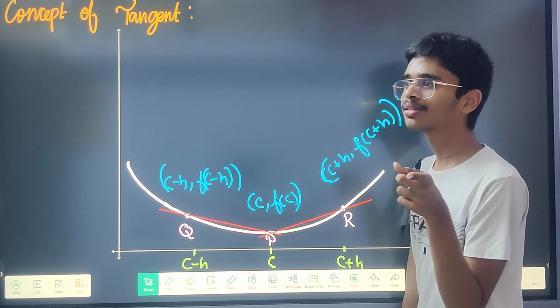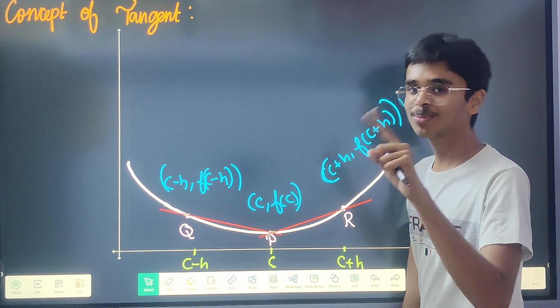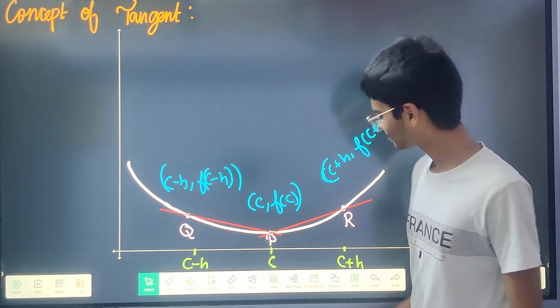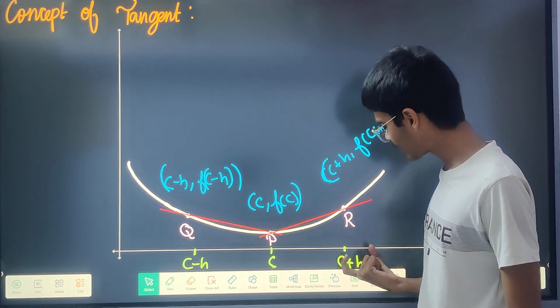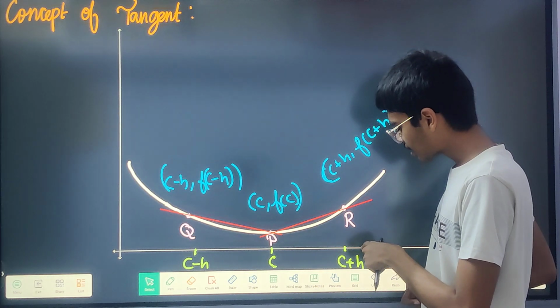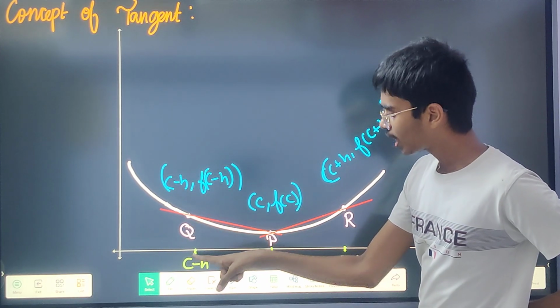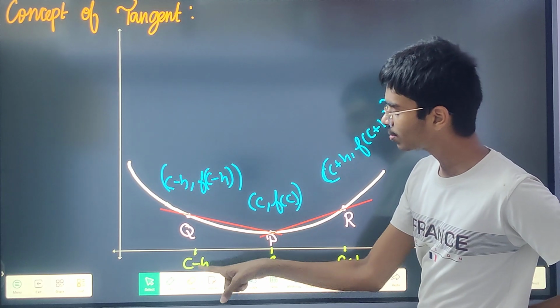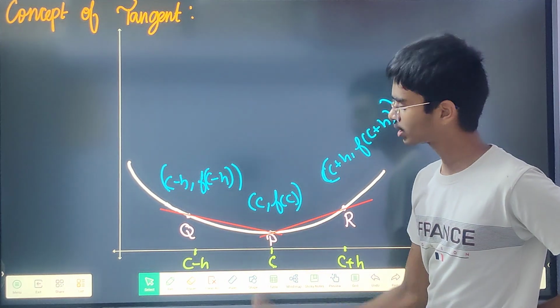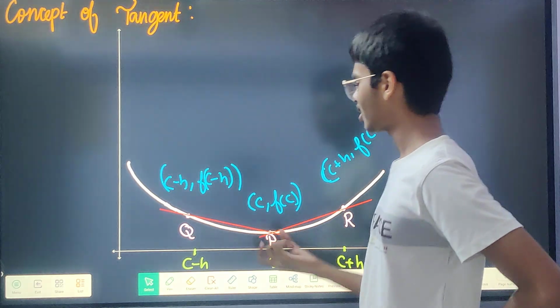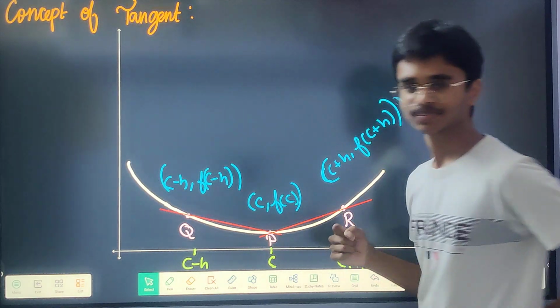On x at C point. Over here you can see that this R point on the x-axis is at the C plus H point. This Q point on the x-axis is actually at the C minus H point. So these are its respective points. Okay, so this is Q, P, R.